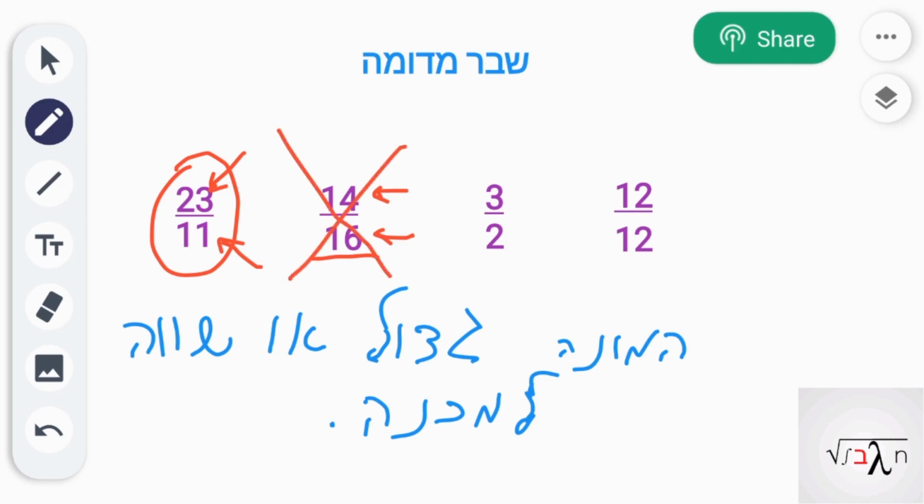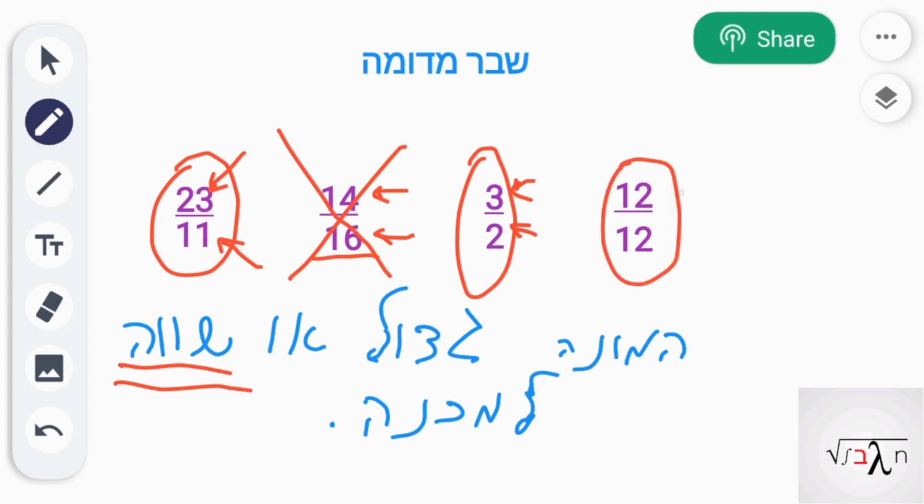And that is the answer. Let's have a look at the two fractions that are left. 3/2 is an improper fraction because 3 is greater than 2. And the last case, 12/12. We said that the numerator can be greater or equal to the denominator, and in this example the numerator and the denominator are equal. But it's still an improper fraction. And every time you see a fraction where the numerator and the denominator are equal, you'll know that it will always be equal to 1, because every number divided by itself is equal to 1.